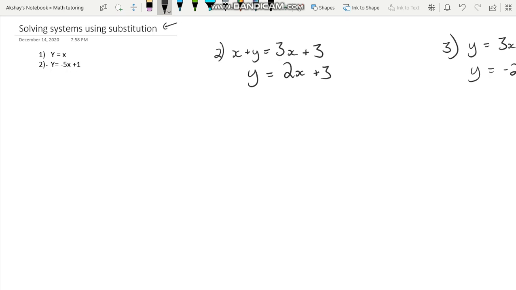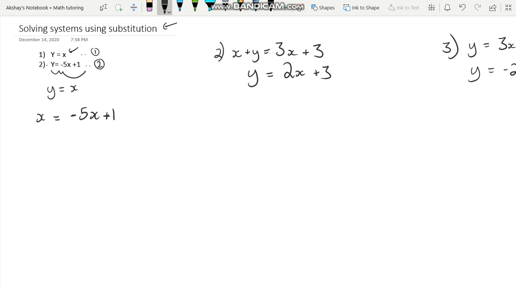Once we get the value of, say, y, which we know here is equal to x, we can substitute our values of y in the equation. So y is equal to x. So I would replace our y values with x in my second equation. So my y in my second equation would become x. So it would be x is equal to negative 5x plus 1.